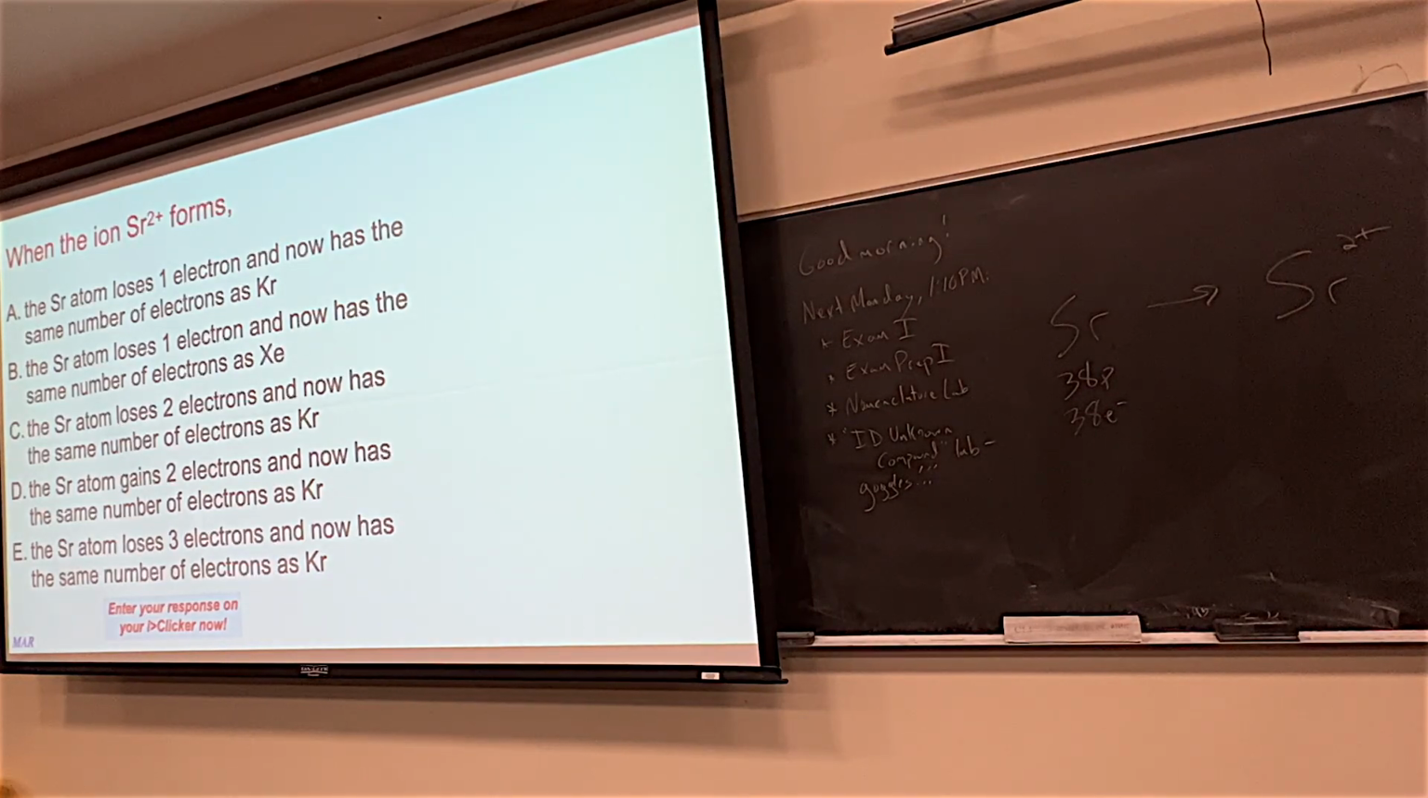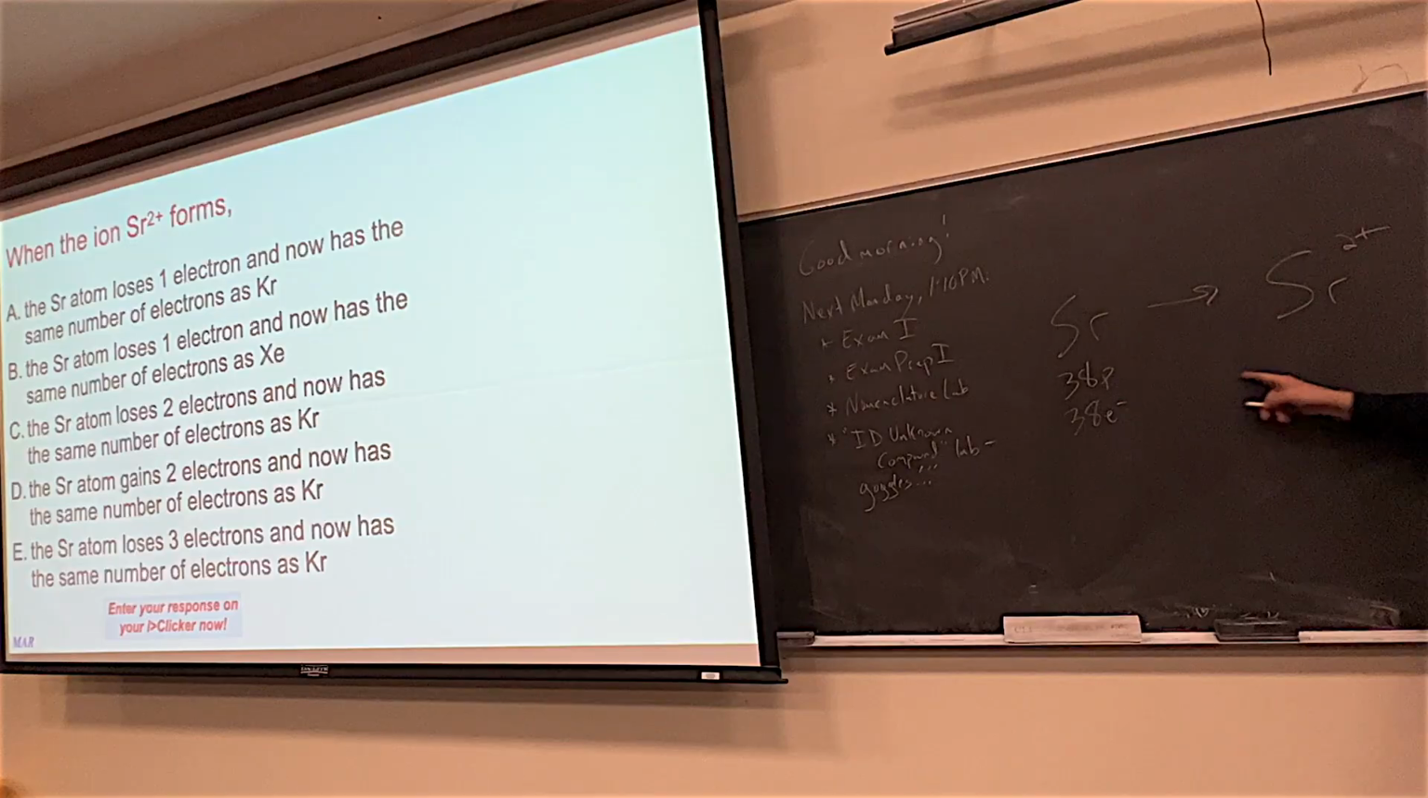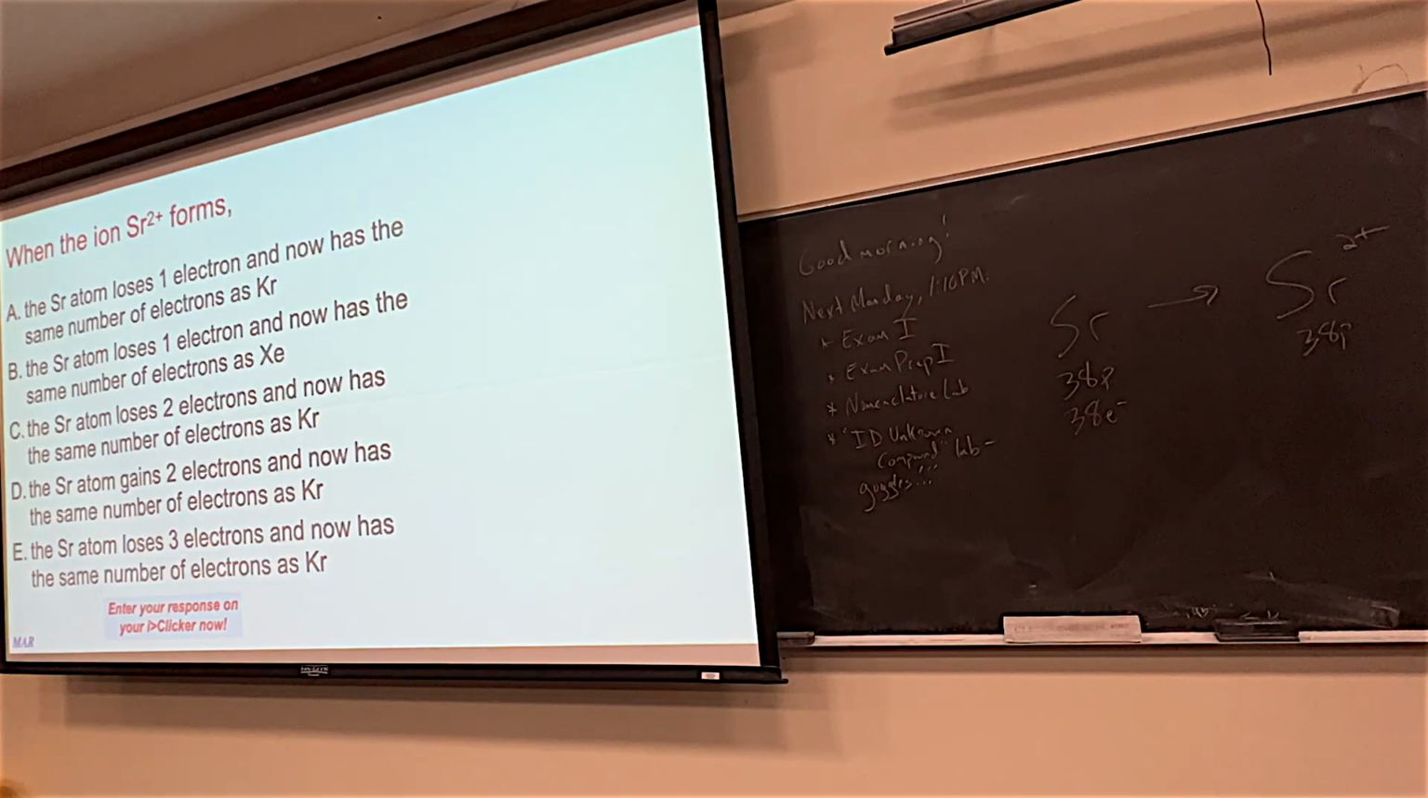So the question is then, what happens when it becomes strontium 2 plus? Now, are you going to change the number of protons, making it a positive 2? No, I see lots of you shaking your heads. Absolutely not. That's right. If you change the protons, you change the actual atom itself. So if you take away a proton, for example, strontium would become rubidium. And if you gained a proton, strontium would become number 39, which is yttrium. So you're not going to change the number of protons.